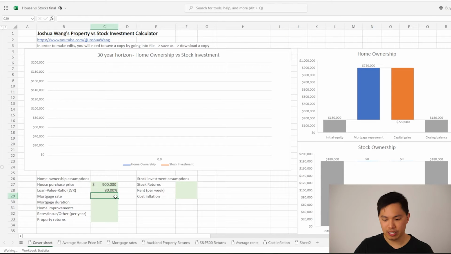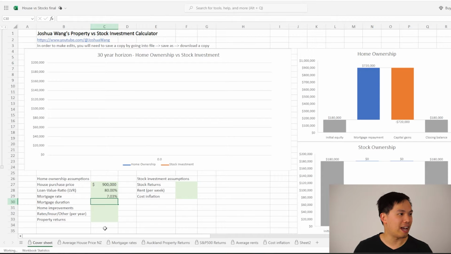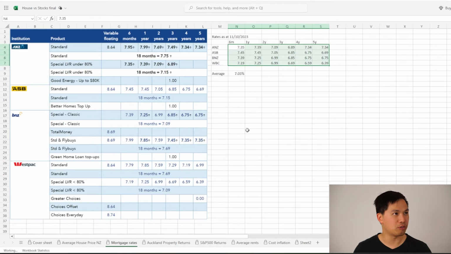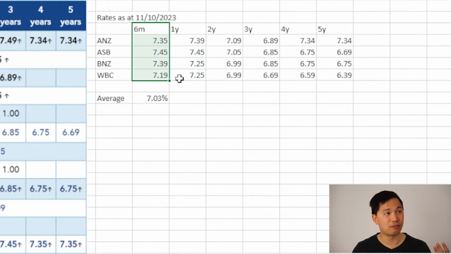For the mortgage rate, I have here the mortgage rates as of 11th of October. That's when I made this table over here. And I'm going to use the average rate of 7.03. Now, I do want to touch on this a little bit. The rates vary depending on the duration. As you can see, the 6-month rate is higher than the 3-year rate.